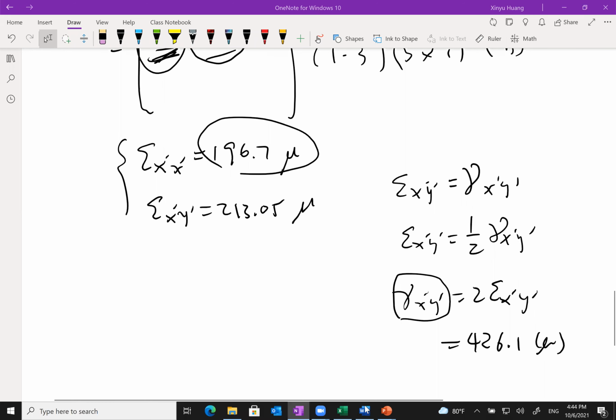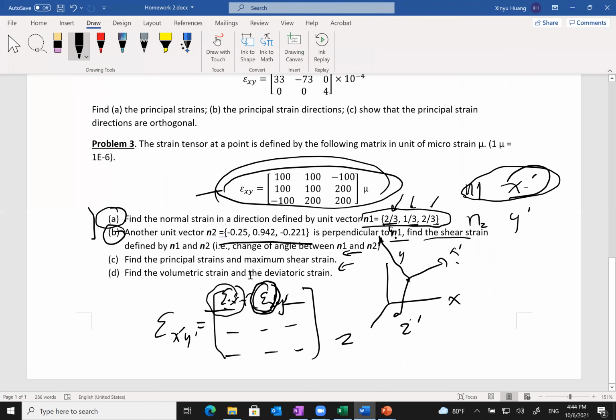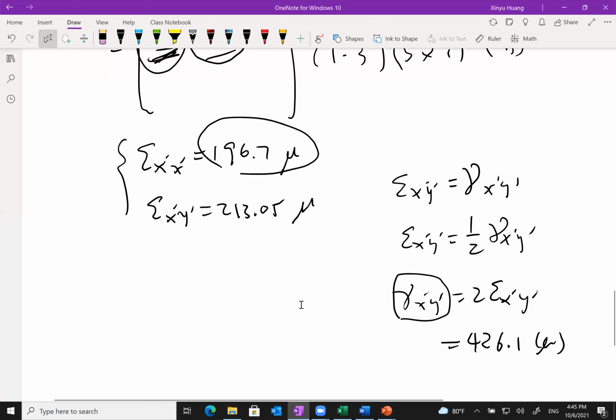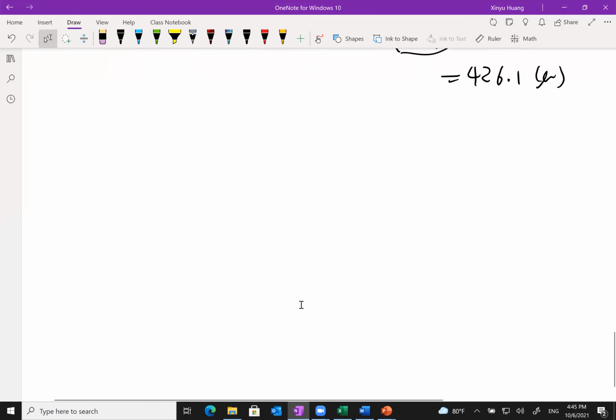Okay, let's keep going with the second part. Find the principal strain and the maximum shear strain. Again, this part is just finding the eigenvalues and eigenvectors of that matrix. It's pretty straightforward if you know how to use a certain package to do that.